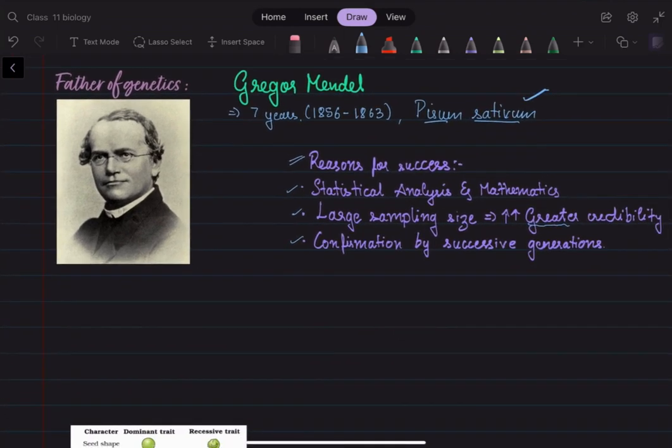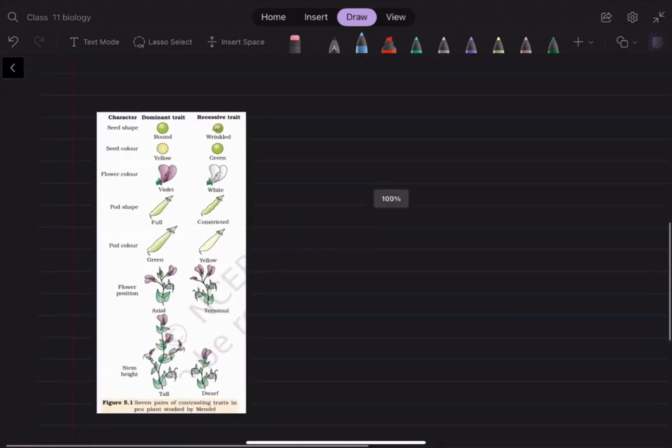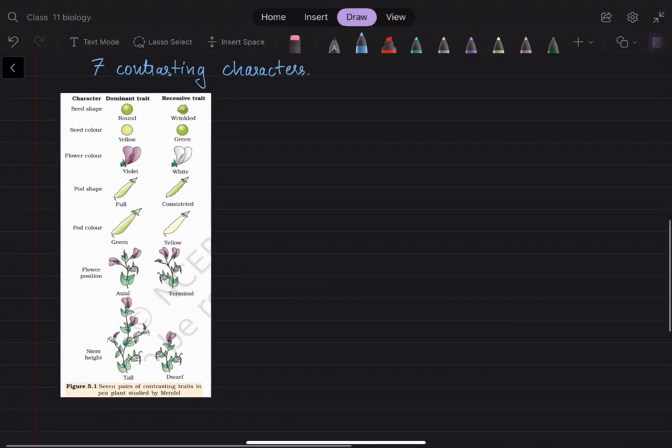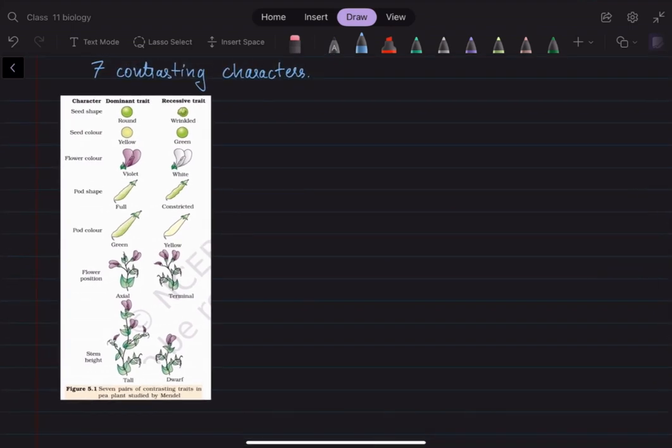Now, as I told you, he used Pisum sativum for all his experiments. Let us see the main characters that he used for his experiments. So he basically took 7 contrasting characters. When someone asks you how many characters he took, you should say 7. Whereas how many traits, then there are 14 traits. So we know that character is a feature of an organism, whereas trait is a form of character, it's a version.